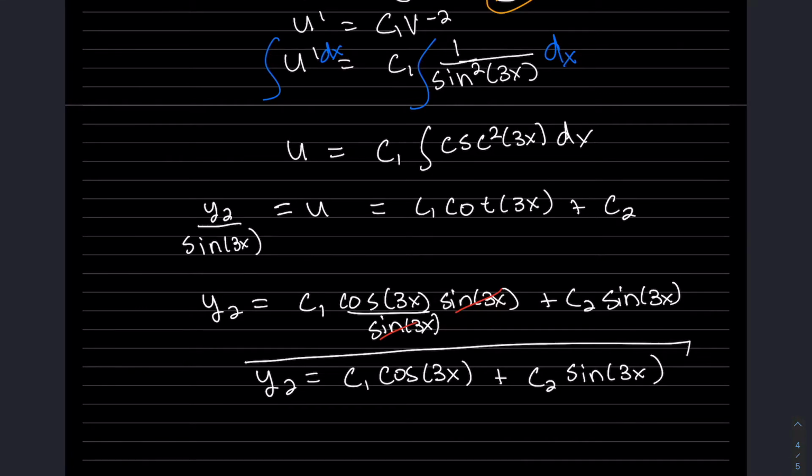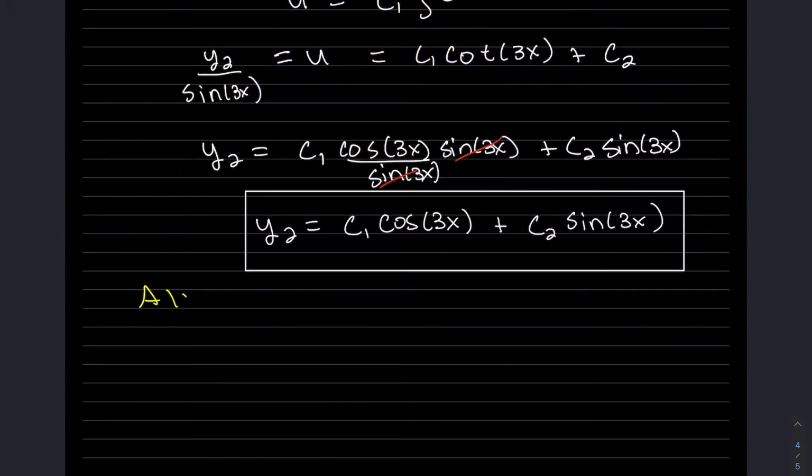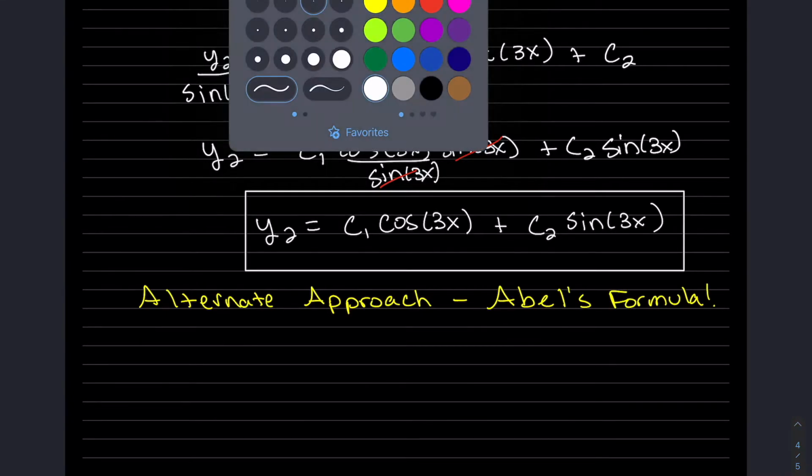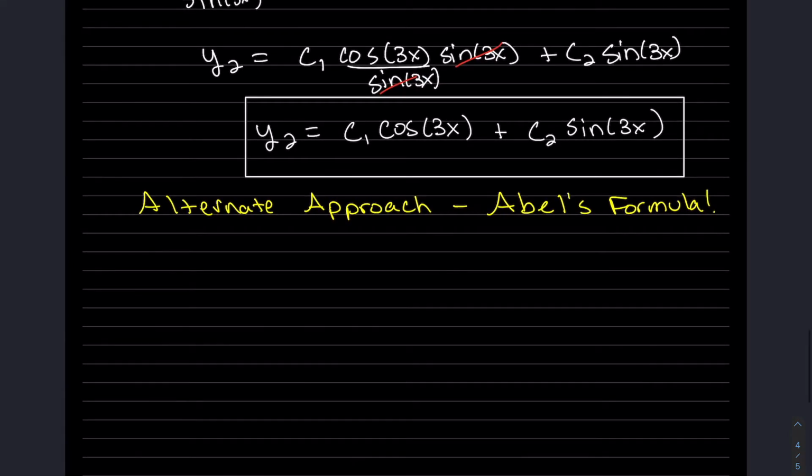So we're going to use Abel's formula now to do the same problem. Kind of looks like we have a general solution here, doesn't it? So now the alternate approach. Let's see if you can write it out. It's good practice to stop here and just try writing it out. See if you remember it.